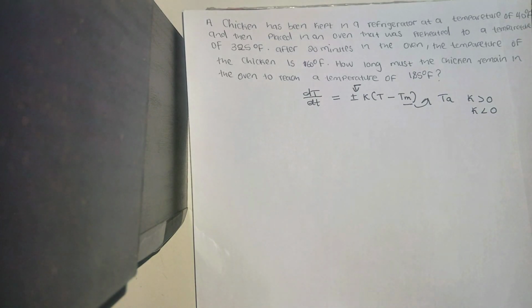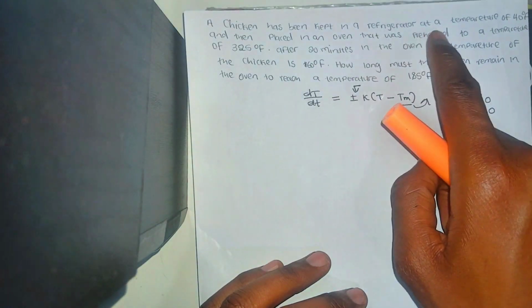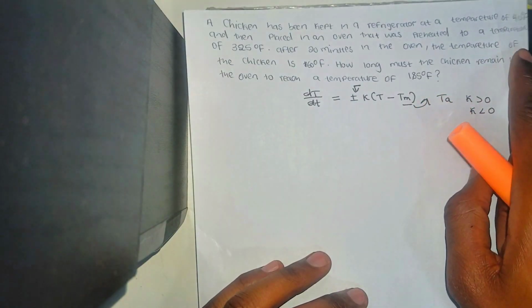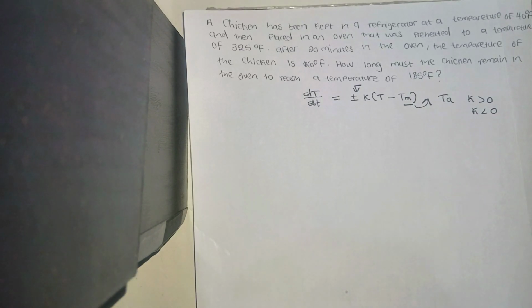But to be on the safe side, you can just leave the signs and do your separable integration, right? Now, a chicken has been kept in a refrigerator at a temperature of 40 degrees Fahrenheit and then placed in an oven that was preheated to a temperature of 325 Fahrenheit. That was preheated, which means the temperature of the medium is 325 degrees Fahrenheit, because when we put the chicken there, it was already preheated. If they're saying it was preheated, that means that is the room temperature. The medium was already at 325 degrees Fahrenheit.